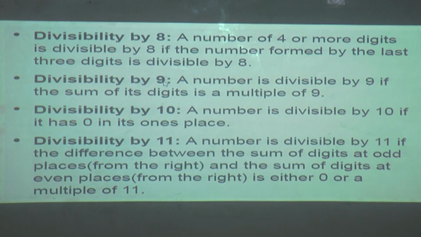Divisibility by 9. A number is divisible by 9 if the sum of its digits is a multiple of 9. We have to find the sum of the digits and then find whether the sum is divisible by 9. Then we can say the number is divisible by 9. Divisibility by 10. A number is divisible by 10 if it has 0 in its ones place.